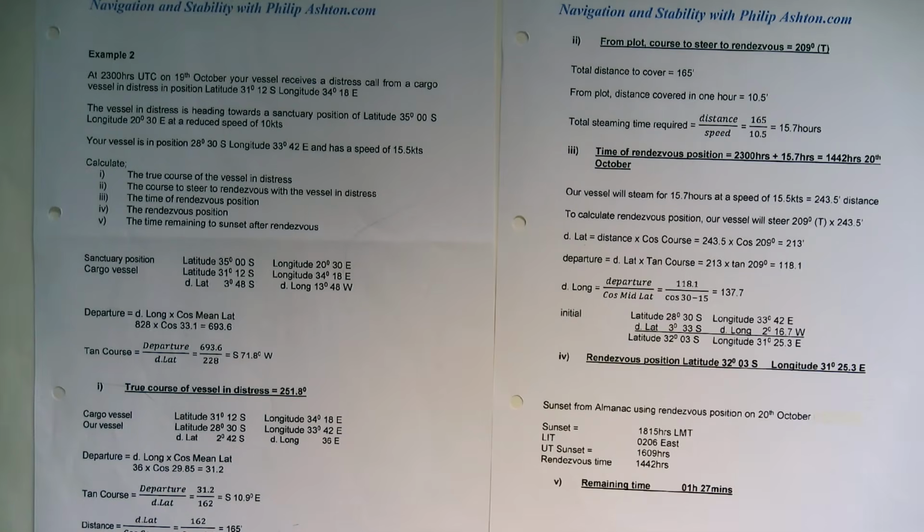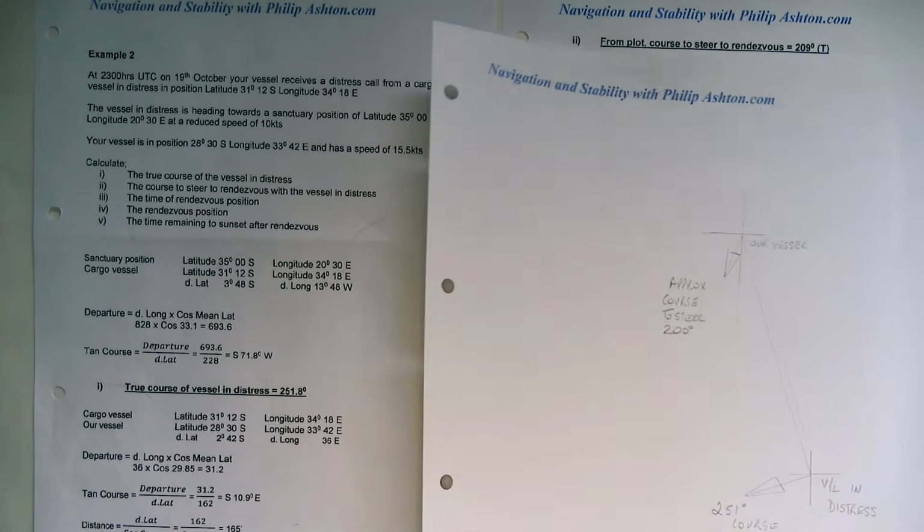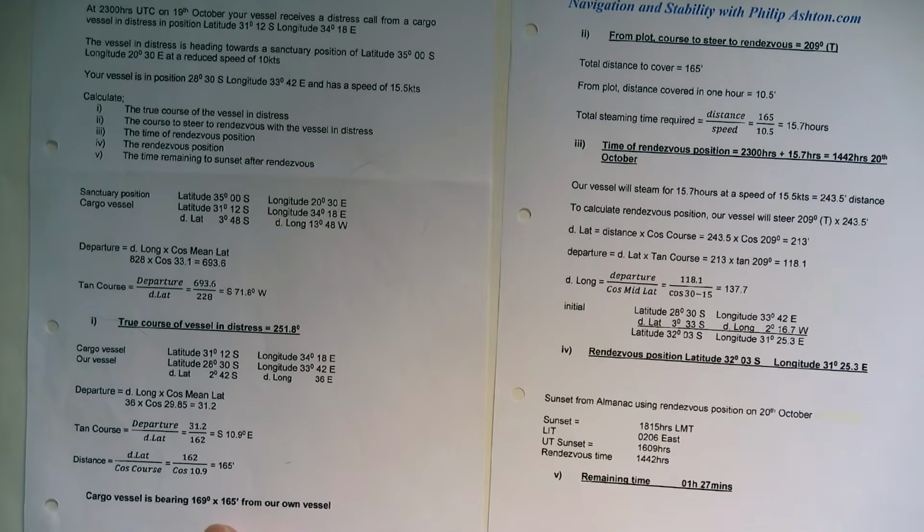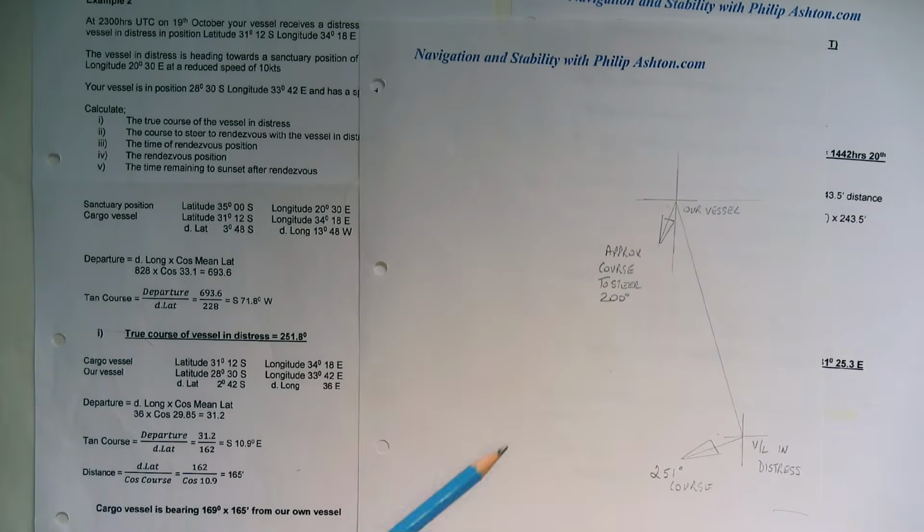Now the course to steer to rendezvous with the vessel in distress. Before we do the plot, we need to work out the bearing and distance between ourselves and the cargo vessel. Cargo vessel, our vessel, by plain sailing, we can work out that at the moment that vessel is bearing 169, 165 miles away. So just a very quick sketch.